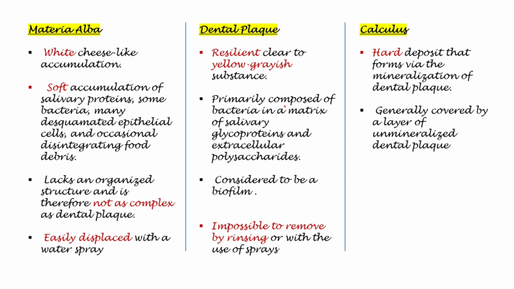Dental plaque is composed primarily of bacteria in a matrix of salivary glycoproteins and extracellular polysaccharides. I'll discuss dental plaque and calculus in detail in the coming session. It is considered to be a biofilm. It is impossible to remove by rinsing or with the use of sprays, while materia alba alone can be removed. Calculus generally is covered by a layer of unmineralized plaque. Hope these differences are clear. This is important. Note it down.